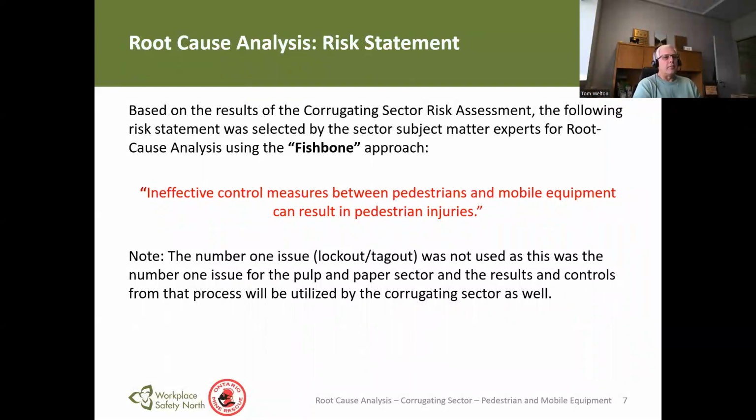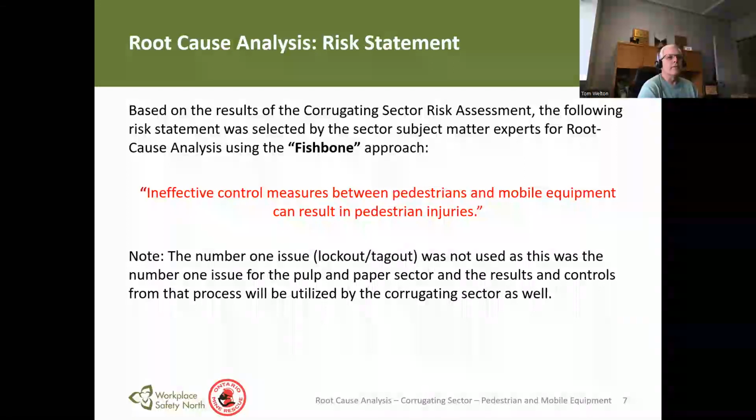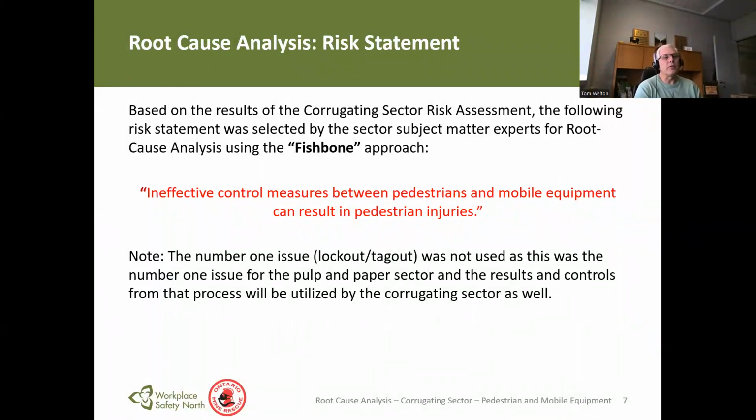As it indicates at the bottom, our number 1 risk, as you just saw, was lockout tagout. And this particular risk was also the number 1 risk for the pulp and paper sector when we did a risk assessment as well. The pulp and paper sector had already done a deeper dive through a root cause analysis on this and was working at specific controls. So the corrugating sector working group decided to work on pedestrian and mobile equipment interaction resulting in injuries.